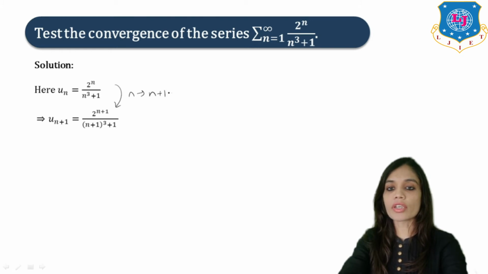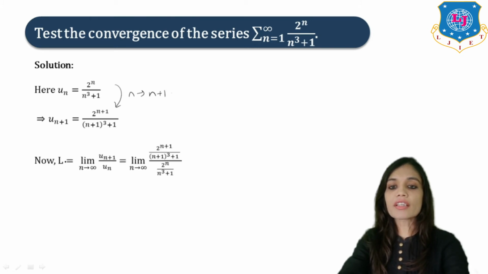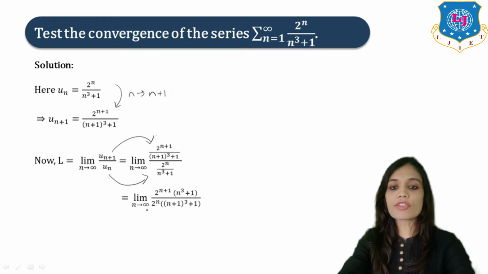Next, let us find the limit, that is L is equal to limit n tends to infinity un plus 1 upon un. Put the values of un plus 1 and un. Now next, we will rearrange the terms. So finally what we will get: limit n tends to infinity 2 raised to n plus 1 into n cube plus 1 upon 2 raised to n into n plus 1 whole cube plus 1.